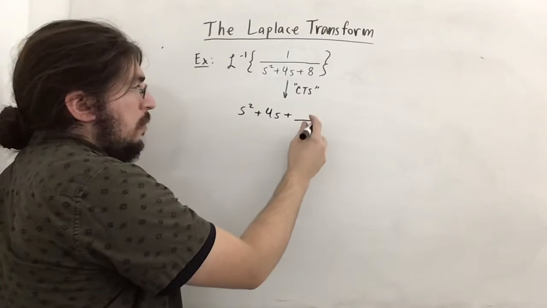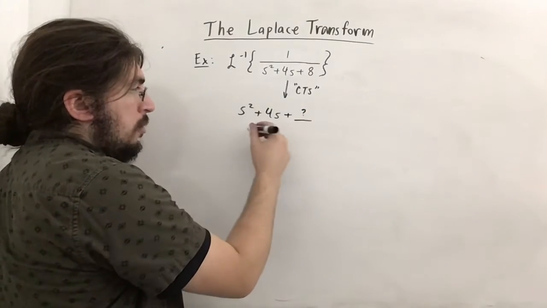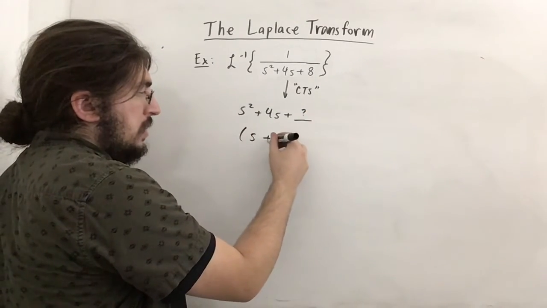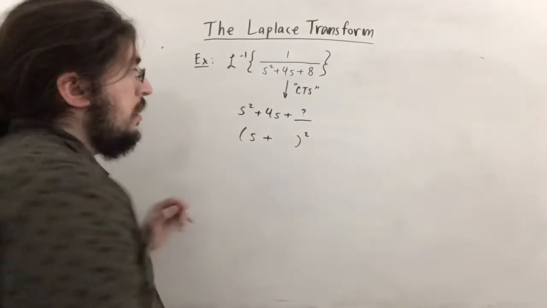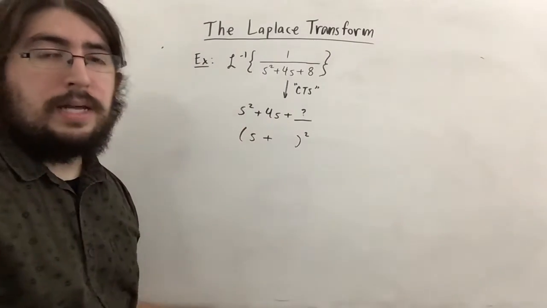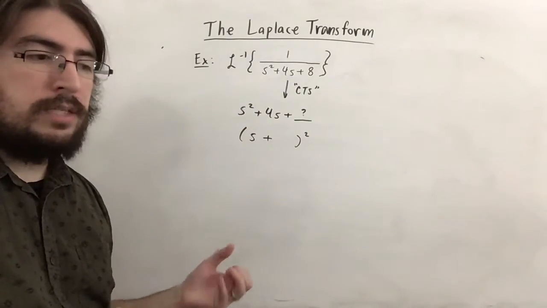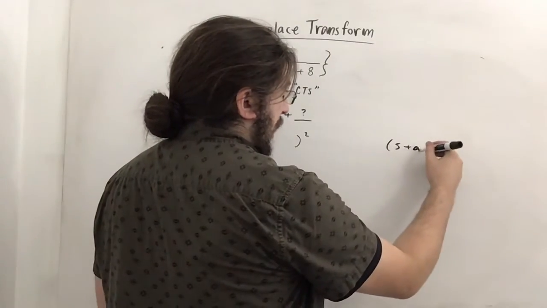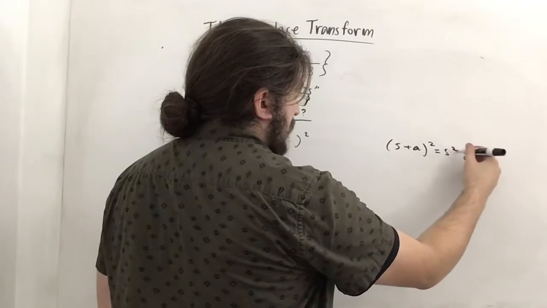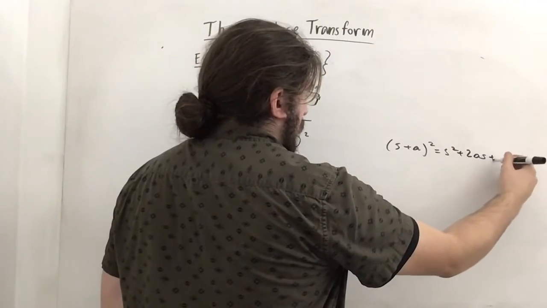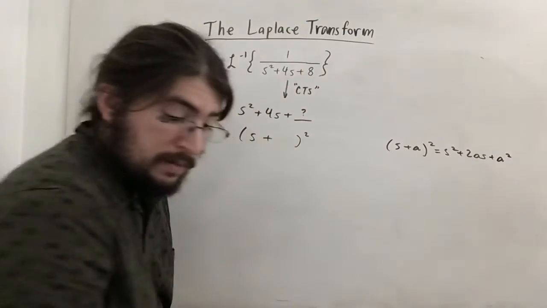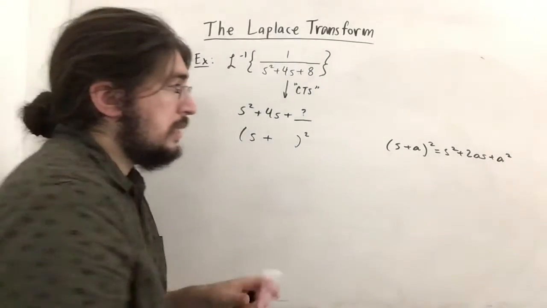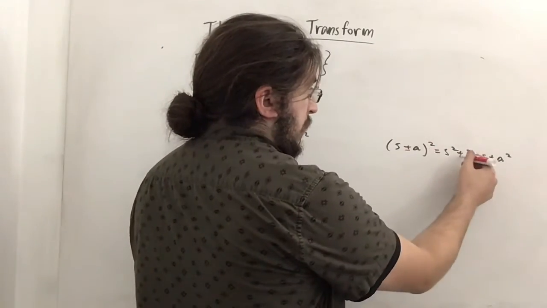And you want to figure out what this number is in order for this to be written as a square. Now I know it's s plus because our middle term is plus. And if you remind yourself of how some binomials expand, think of s plus a squared. That expands as s squared plus 2as plus a squared. And very similarly, if it was s minus a quantity squared, then only the middle term would be negative.